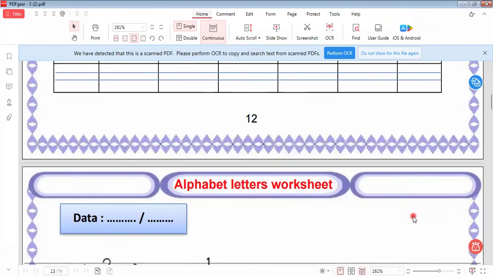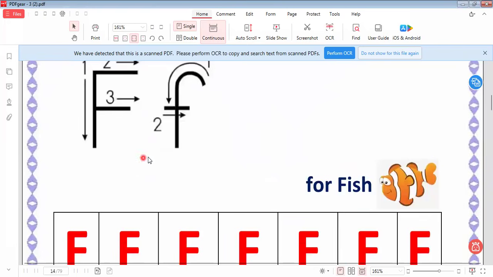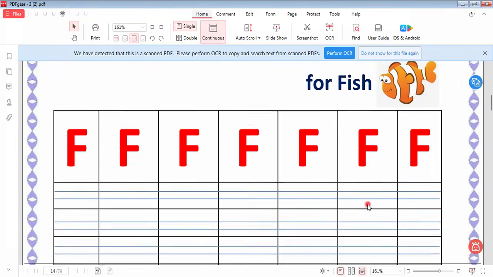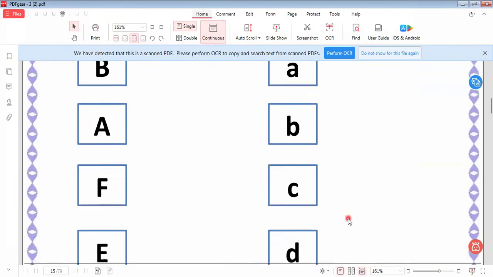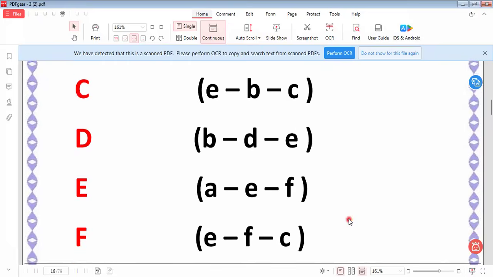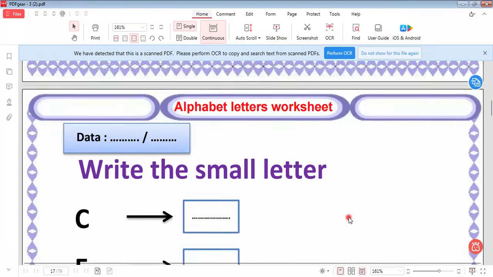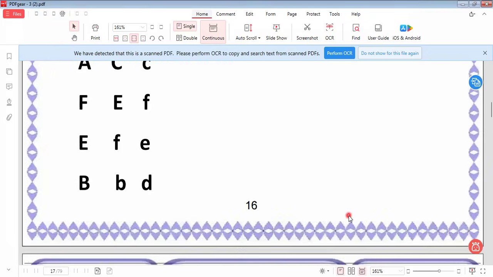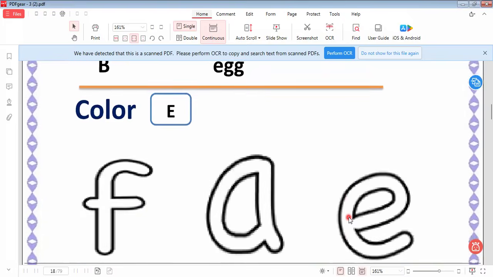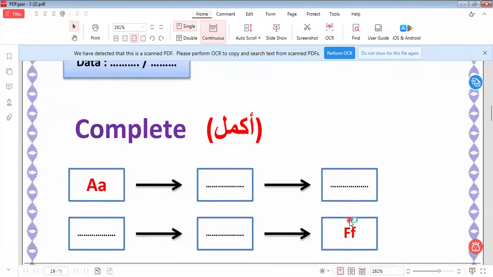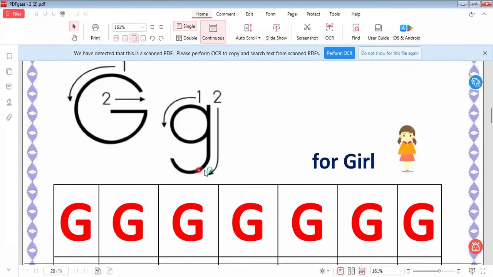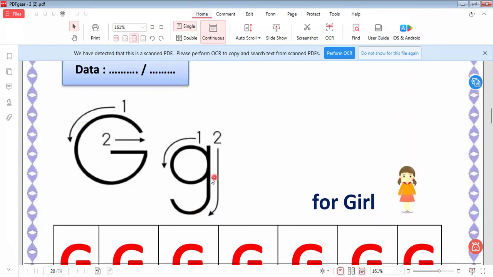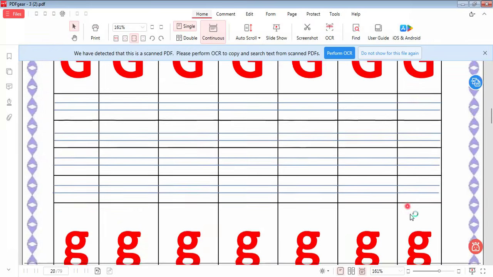So let's go to the next letter. Capital F and small f. F for fish. Capital G and small g. G for girl.